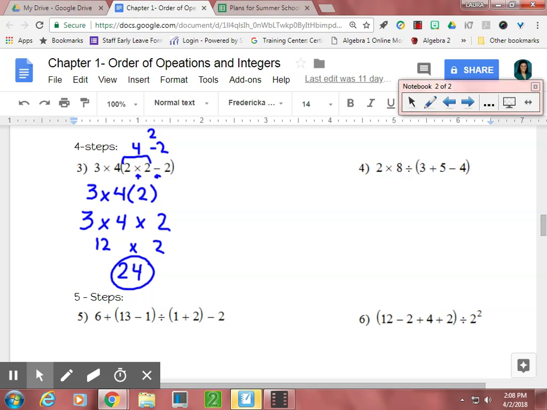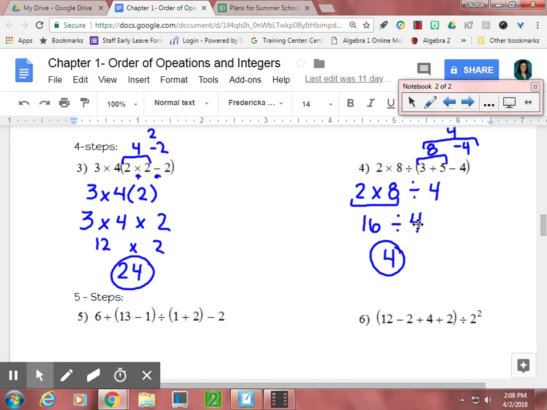Next one, we're going to add again inside of our parentheses. So that's going to give us 8 minus 4. Well, 8 minus 4 is 4. So now I have 2 times 8 divided by 4. Okay, because we don't need our parentheses anymore because we already solved them. Now this is where you're going to go from left to right on this. So from left to right, this is our first step. That's going to give us 16 and divide that by 4. Well, 16 divided by 4 is just 4.